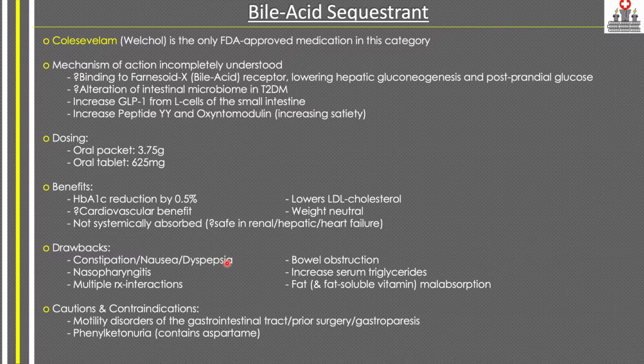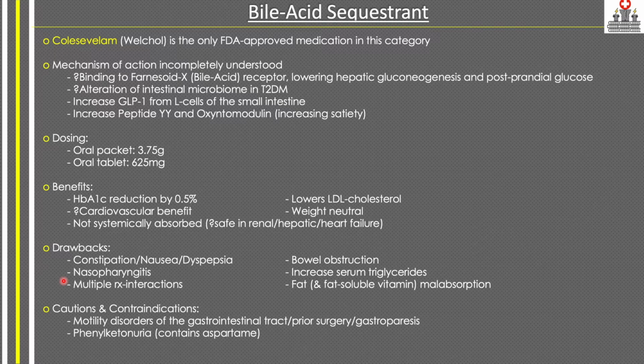As with most medications we've discussed, there seem to be GI complaints such as constipation, nausea, dyspepsia. Again, patients may be intolerant to this. And again, we should warn patients of the potential for nasopharyngitis, otherwise they may come in concerned that they have a new infection as a result.